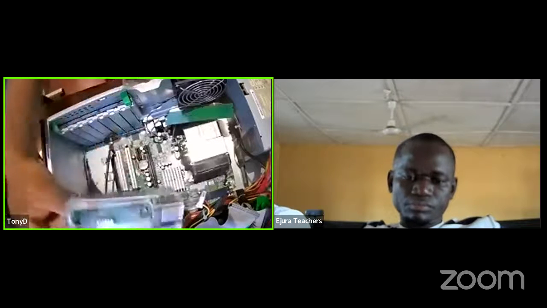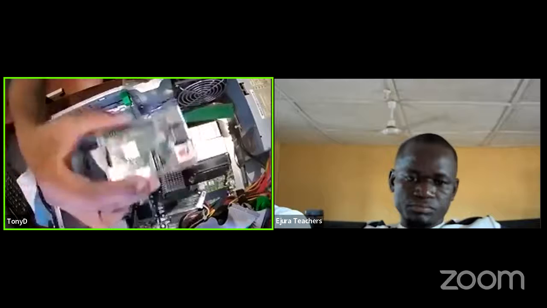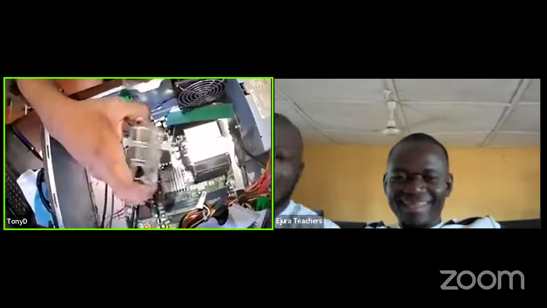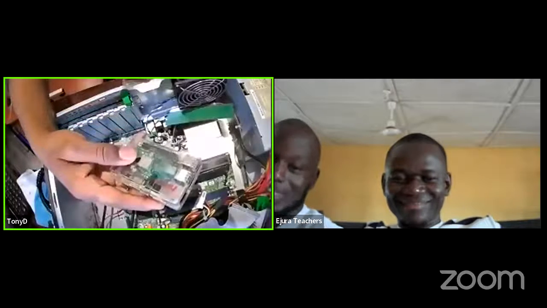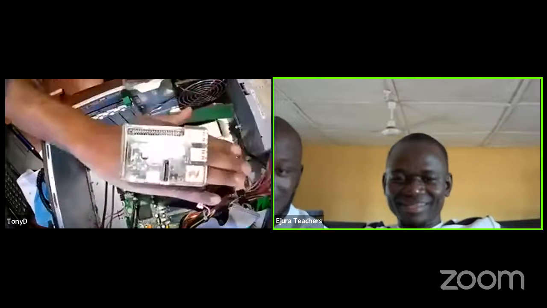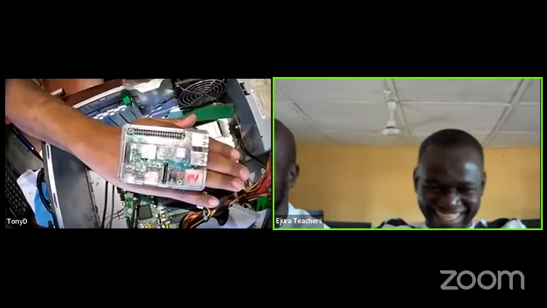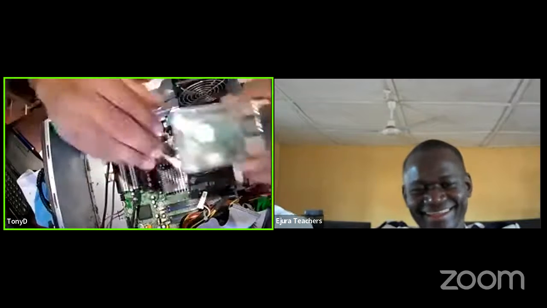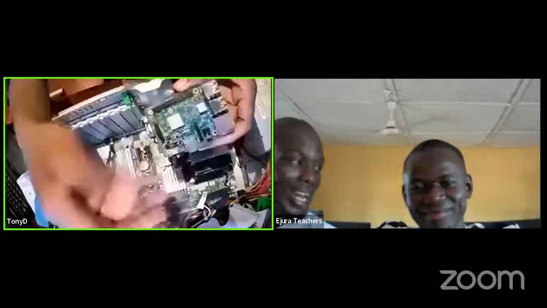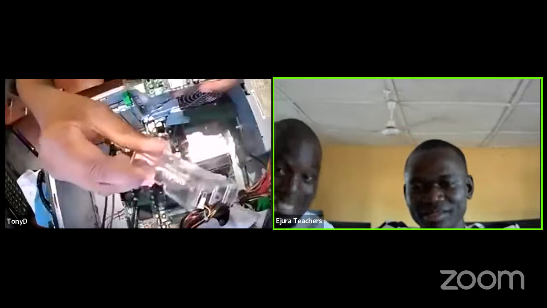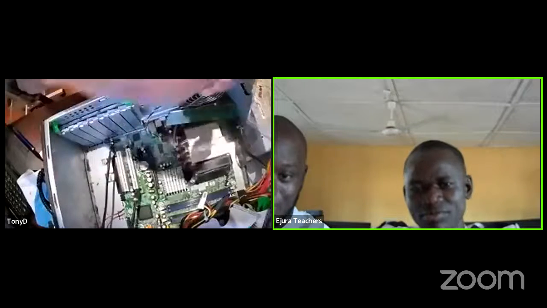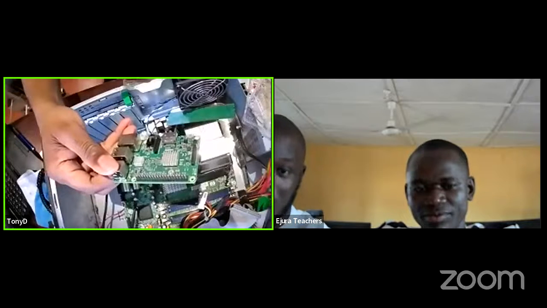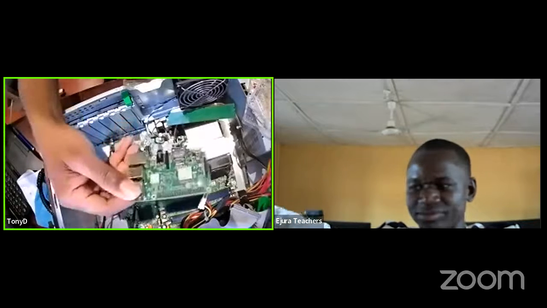This thing is a computer, right? This thing is a computer, right? And look at how big it is. Right? And this is the case. Look at the case. And look at the motherboard. Right? Look at the motherboard.